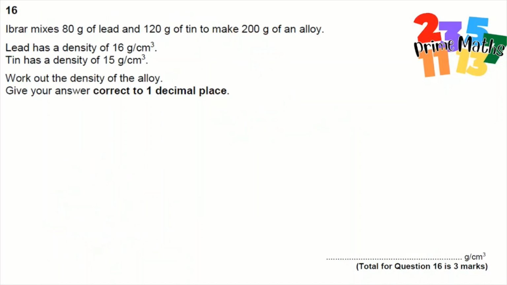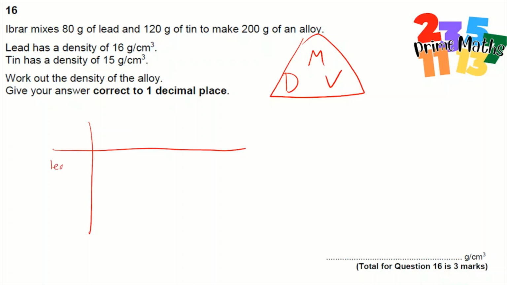Question 16, we have a density and mass question. We know that density is mass divided by volume, and we have two separate alloys. For alloy number 1, for our lead, we know that the mass is 80. We know that the density is 16, and we know that the volume we can work out here. So our volume is going to be our mass divided by our density, 80 divided by 16, which is equal to 5.